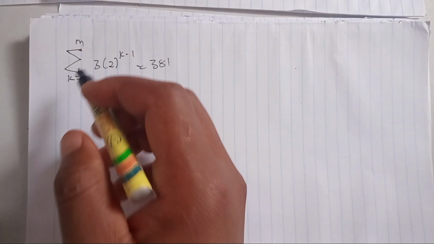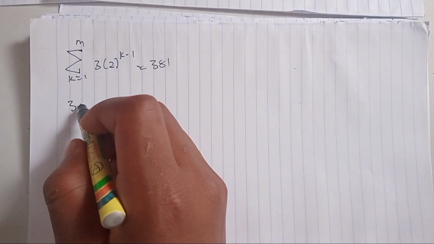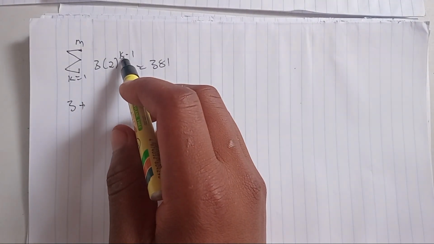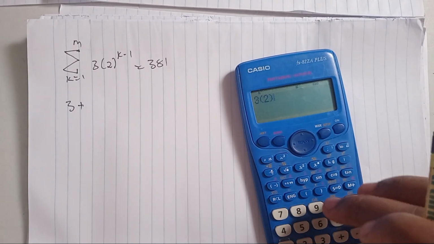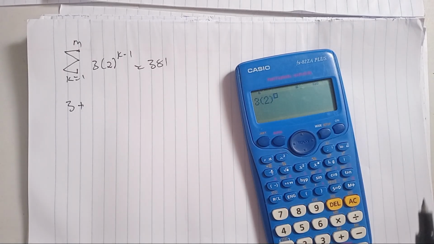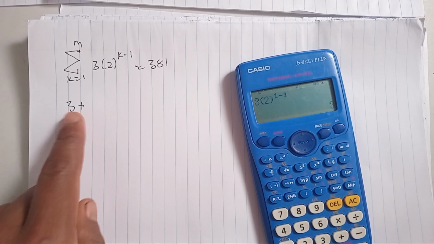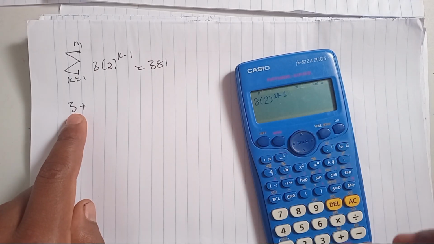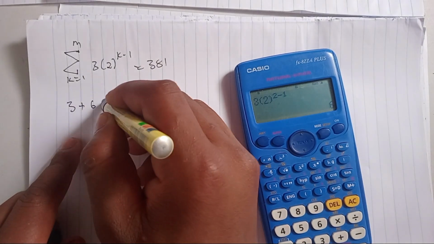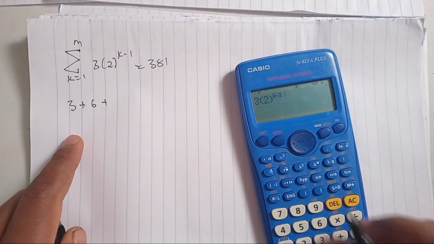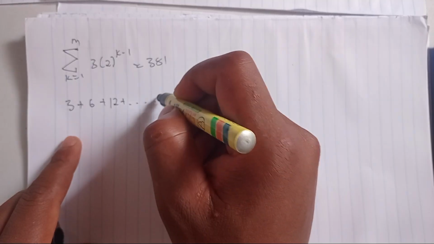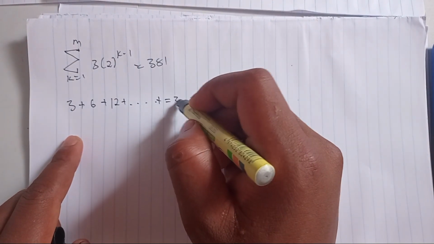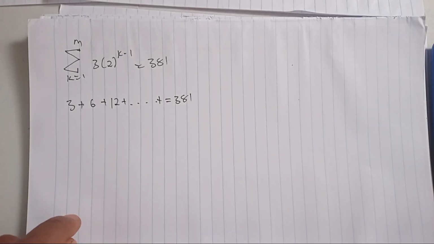When creating the series here, the first term will be 3 plus, if we put 2 here, we're going to have 6. Bear with me, guys. It's going to be 3 into 2 exponent 1 minus 1, which we already had as 3, and then we put 2 here and we're going to have 6 plus, and then we put 3 here, we're going to have 12. So the series goes like this. The whole thing is equivalent to 381.